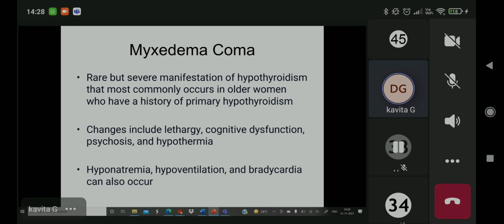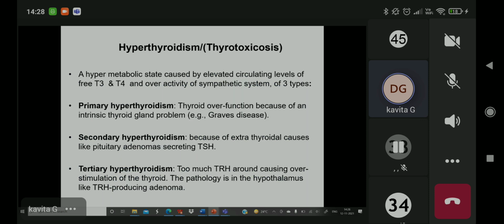Now let's go on to the converse, that is hyperthyroidism. That is thyrotoxicosis. It's a hypermetabolic state, and it is caused by elevated circulating levels of free T3 and an overactive sympathetic system. So just like in the case of hypo, in hyper also we have primary, secondary, and tertiary.